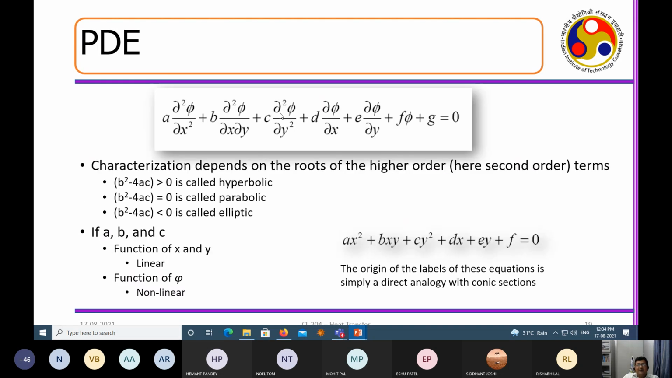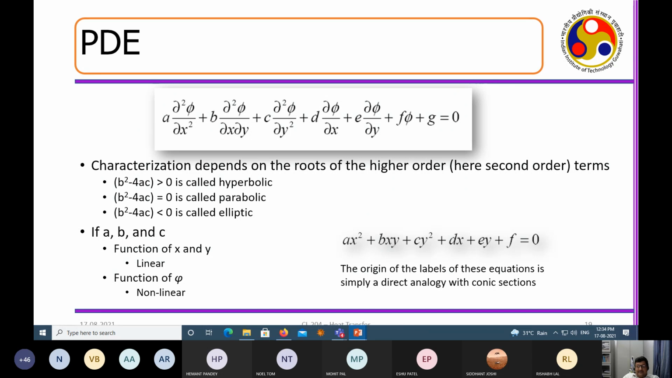Now, PDEs can be of different types. If I write a second order PDE like this in an equation form, if b square minus 4ac is greater than 0, this PDE is called hyperbolic. B square minus 4ac equal to 0 is called parabolic. And b square minus 4ac less than 0 is called elliptic.